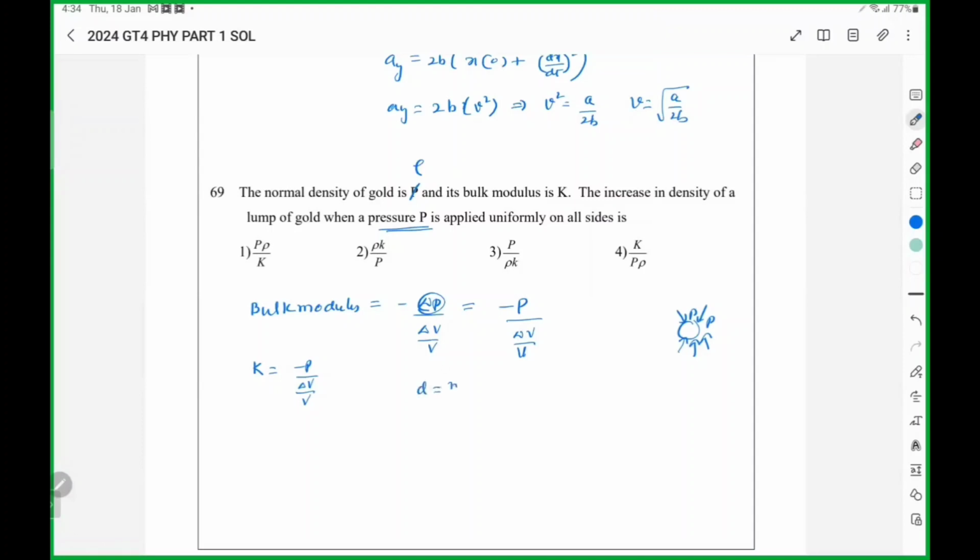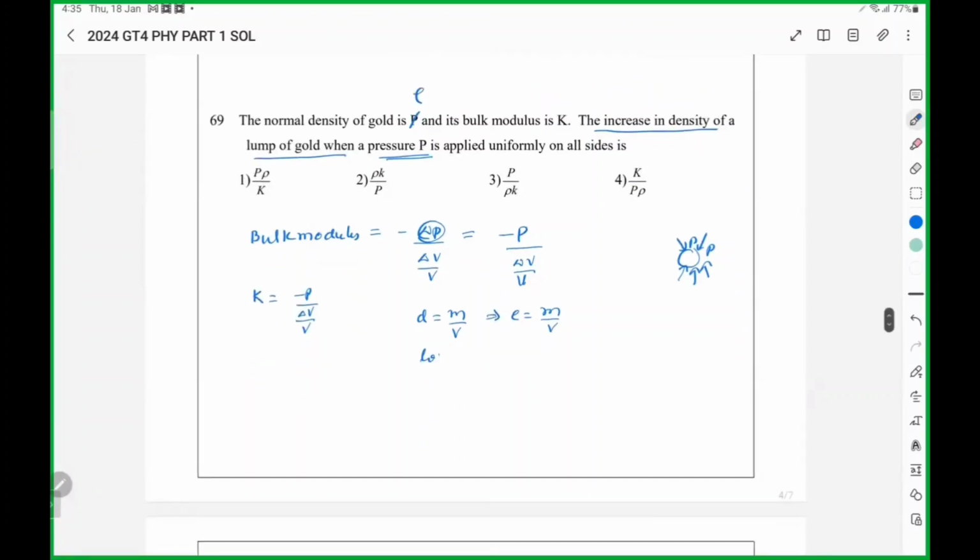Density is equal to mass per unit volume. Density is given as this, log. Increase in density of a lump of gold he is asking. Okay.